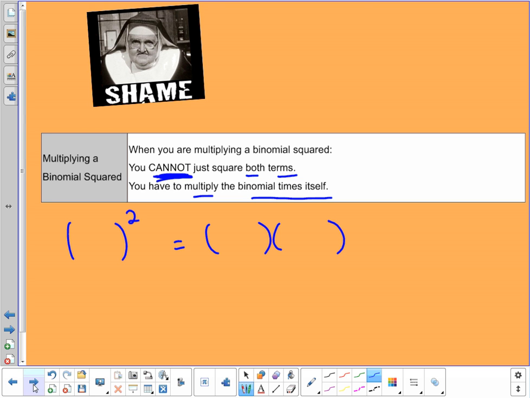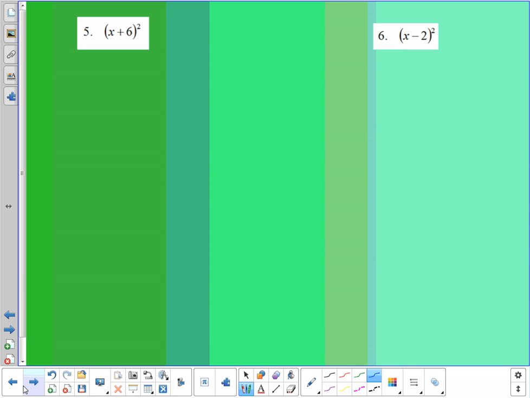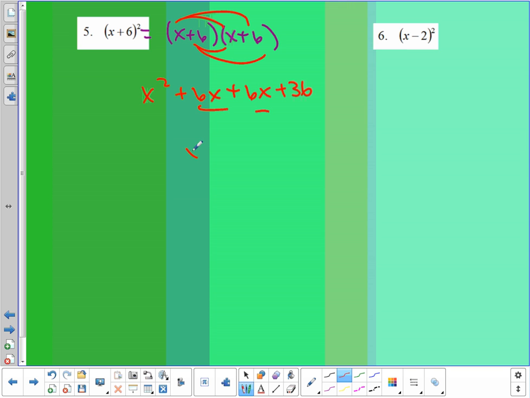So let's take a look at number 5 on the back of your page. I have x plus 6 squared. So when I multiply this, this is the same thing as x plus 6 times x plus 6. That is a FOIL question. I need to FOIL this. First, outside, inside, last. So I have x squared plus 6x plus another 6x plus 36. Put your squared terms together and I get x squared plus 12x plus 36.